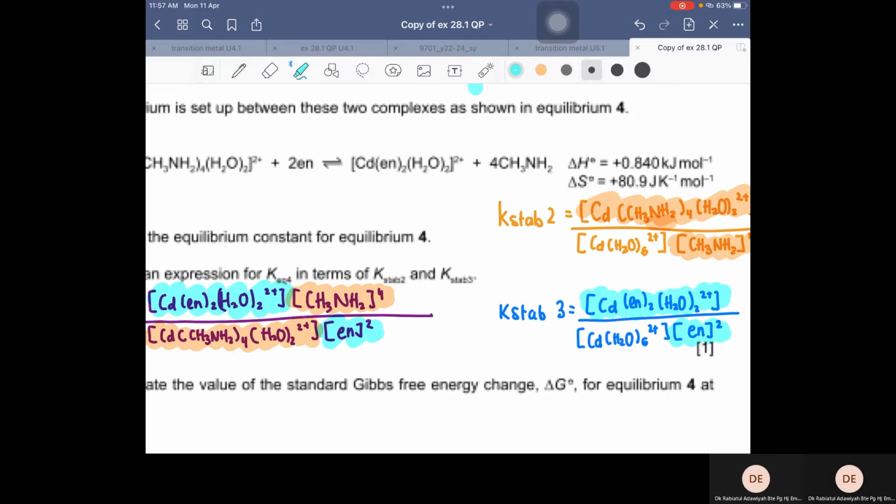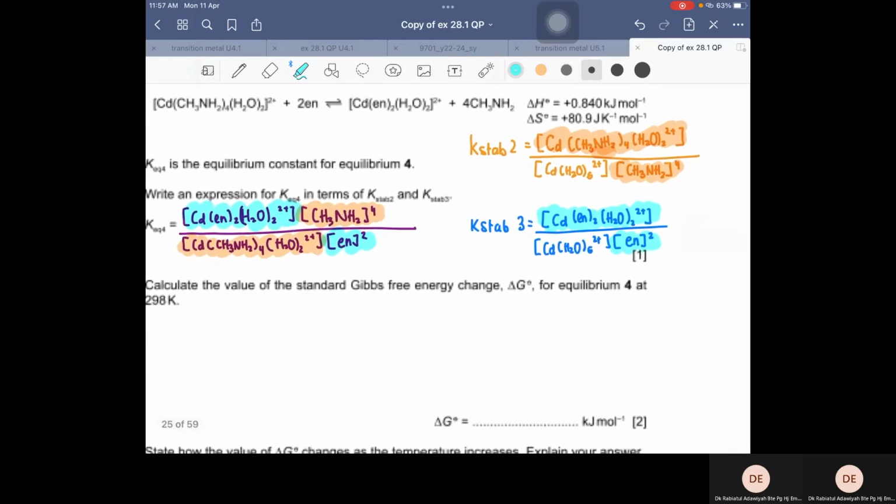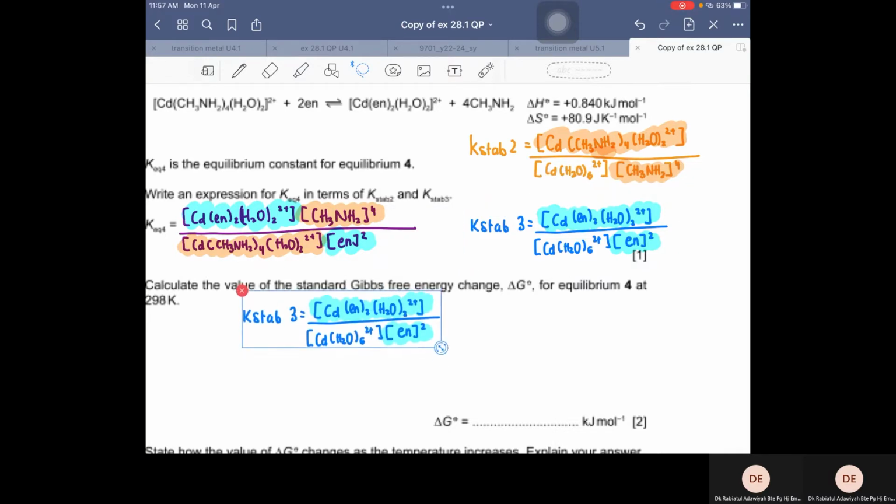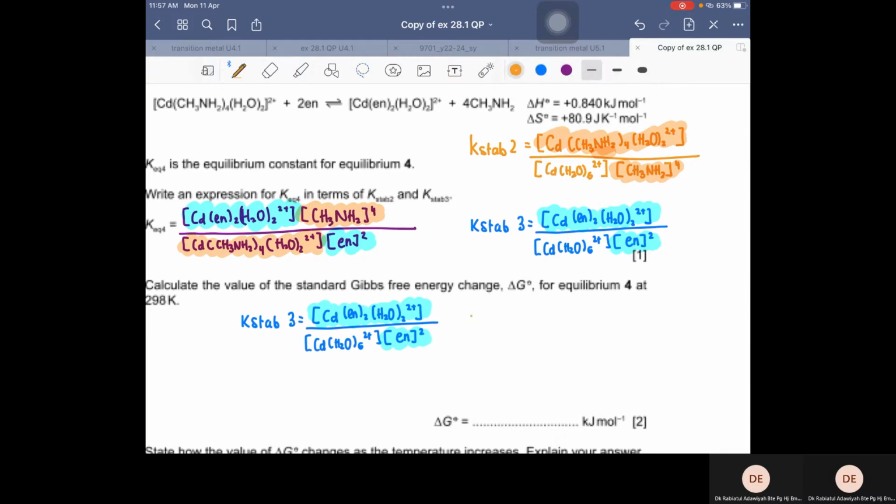Okay? So I'm going to show you how. I'm going to take my K step 3. Okay, this is my K step 3. Copy. So just now Ayman said K step 3 times 1 over K step 2. Okay? 1 over K step 2 is just inverting, right? Changing the position. Okay, so let's do that.